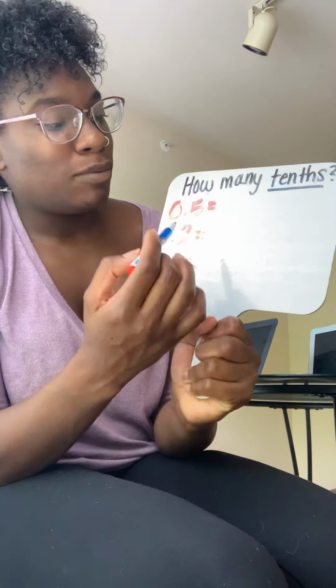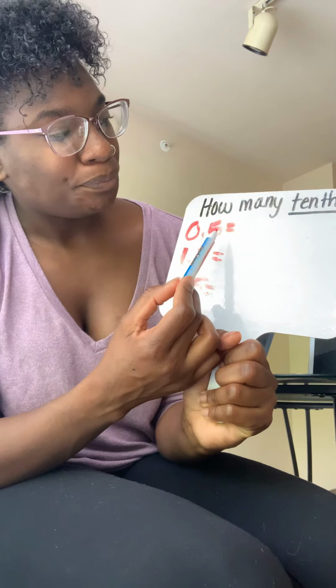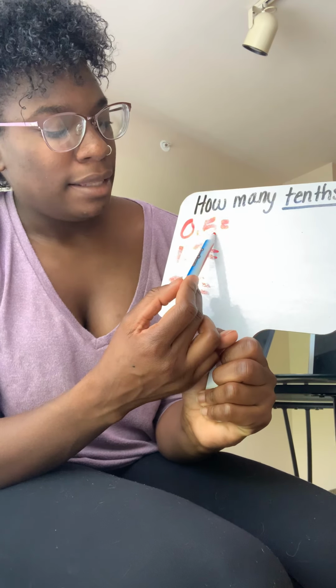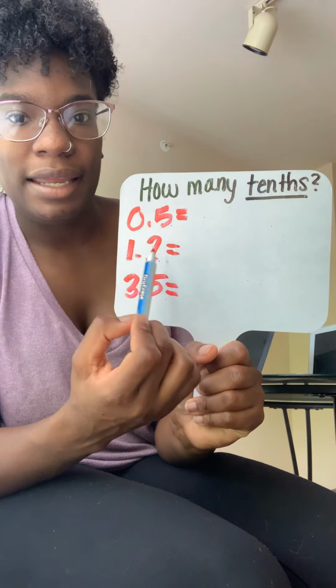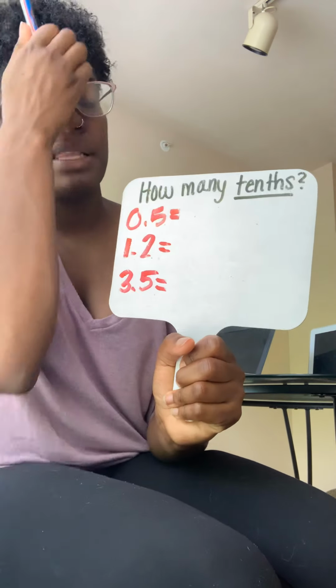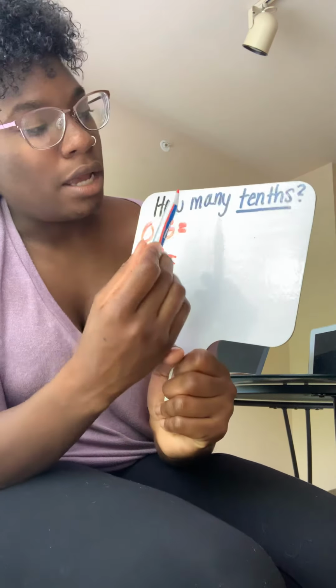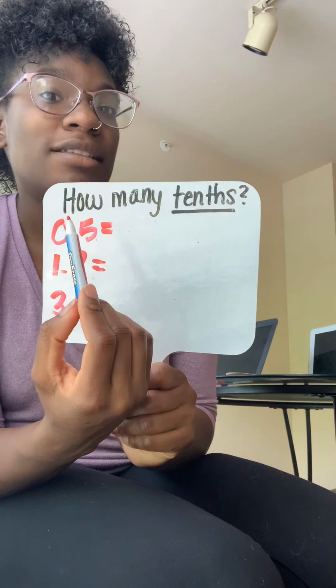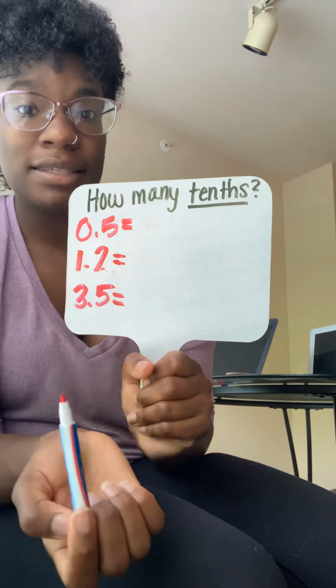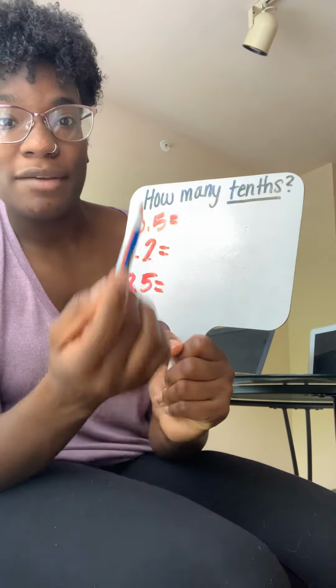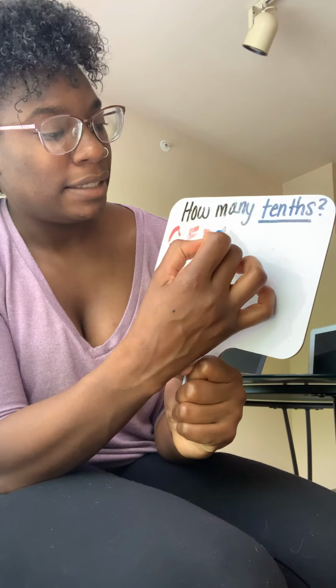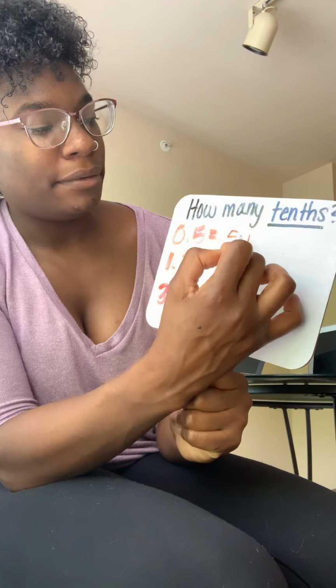All right, so as we just discussed, we know that we're going to be looking at our tenths place because each of these numbers ends at the tenths place. All right, so the question that we're going to be answering is how many tenths are there? For the first one, we've got 0.5 or 5 tenths.